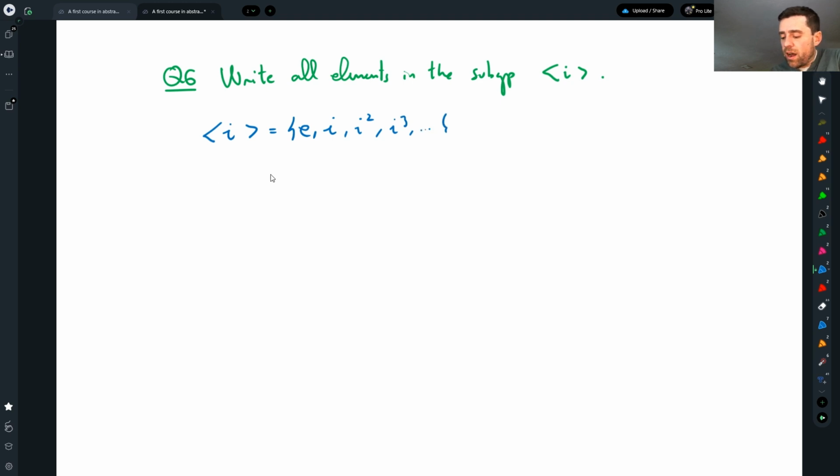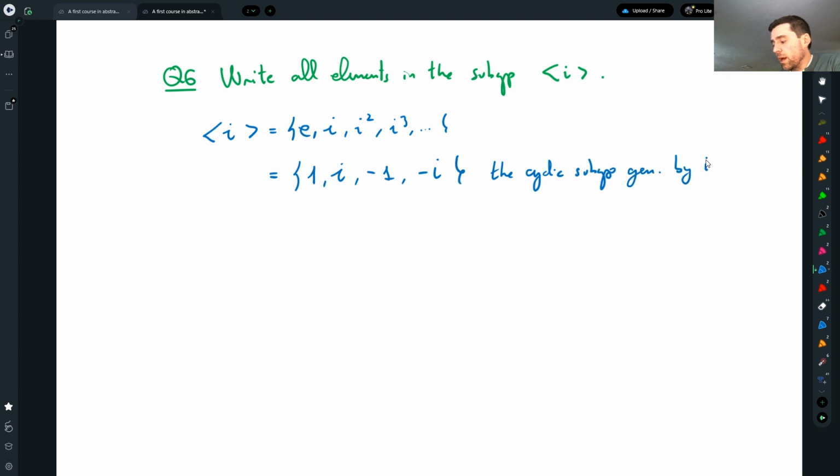And we already know how i works. The identity here is 1, i, then i squared is minus 1. If I multiply by i I get minus i, and if I multiply by i I get minus 1, so I get 1. So that's all of it. So this is the cyclic subgroup generated by i is that one. Great. What else? Let's ask now then, well, what are all the cyclic subgroups?